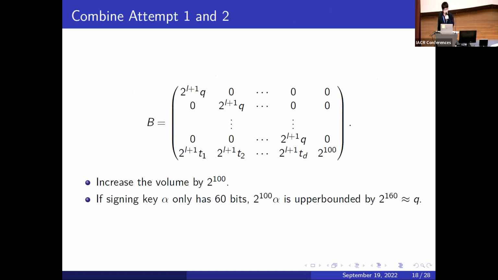But perhaps interestingly, if we combine these two attempts, something interesting happens. For example, if we increase the volume by 2 to the 100 and just assume that the signing key has 60 bits, then 2 to the 100 alpha is upper bounded by 2 to the 160, which is roughly q. Then we have increased the volume of the lattice by 2 to the 100, and the Euclidean length of the difference vector hasn't changed.